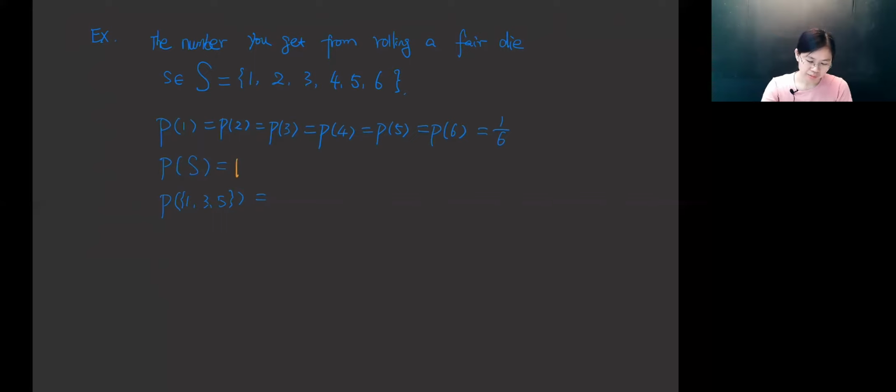Now, the probability measure is completely characterized by this, and we can derive the probability of some other events from these characterizations. For example, the probability that you get an odd number from rolling a die should be equal to the probability of 1 plus probability of 3 plus probability of 5. And that should be 1/2.